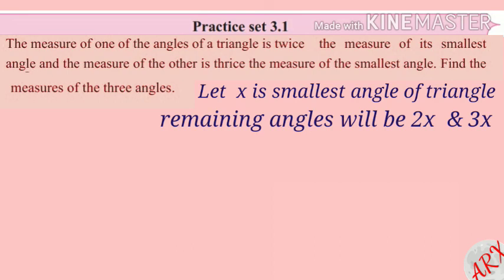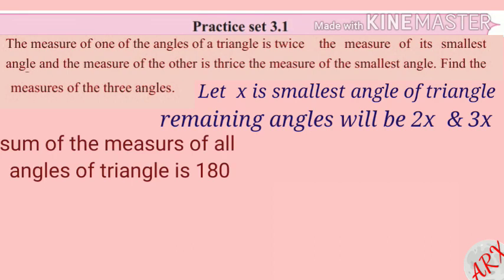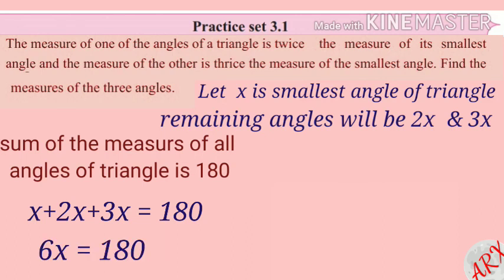As we know, the sum of the measures of all the angles of a triangle is 180 degree. Therefore, x plus 2x plus 3x equal to 180 degree. Therefore, 6x equal to 180. Now shift 6 towards the right hand side. Therefore, x equal to 180 upon 6, x equal to 30 degree.